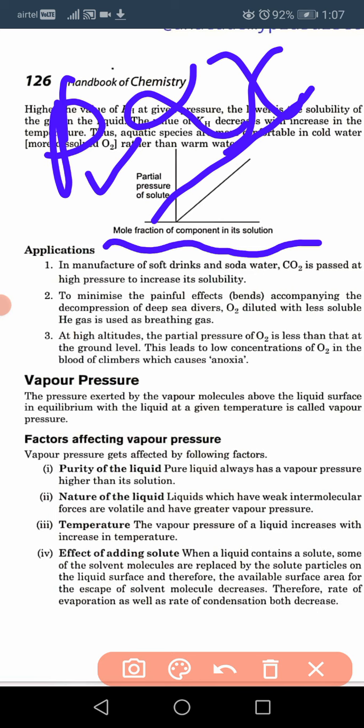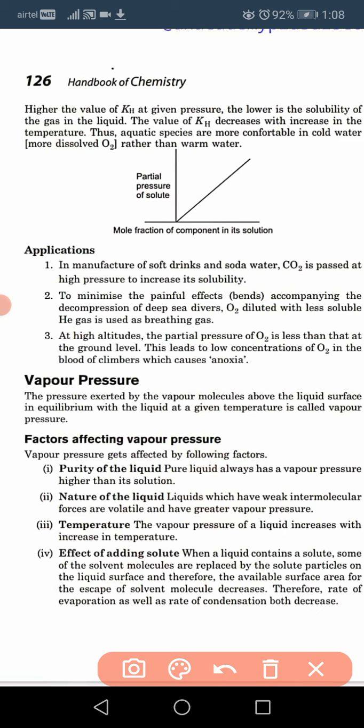What are the applications of Henry's law? We can take the example of soft drinks or soda water filled in a bottle, in which CO2 is passed at high pressure to increase its solubility. The second example is during a sea dive. Less and less O2 goes into our body, and then we feel pain because, due to the lower amount of oxygen, there will be the bends, or we will have breathing problems.